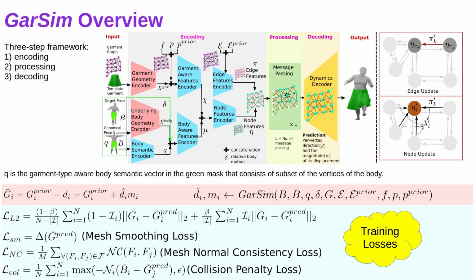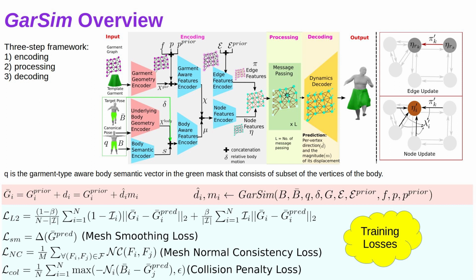GarSim learns to simulate the garments using concepts from particle-based modeling. We represent the state of the garment as particles, corresponding to the garment vertices, which encode various garment and body-specific factors that affect its dynamics. In our case, the dynamics are the vertex displacements, direction and magnitude, which are computed based on the particles' interaction within their local neighborhoods.